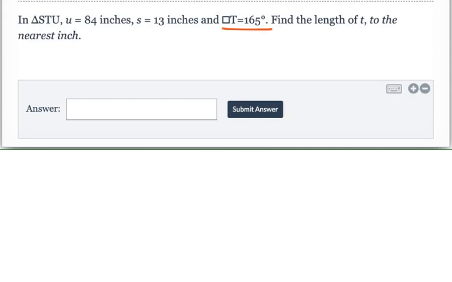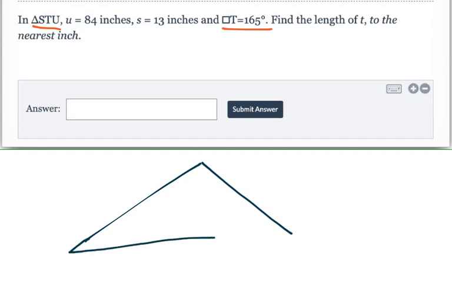So anyway, we've got triangle STU where we've got the side length U equal to 84 inches, side length S equal to 13 inches, and angle T is 165 degrees. So the way I see this is I've got an obtuse triangle, where one of the angles is significantly larger than the others, and that is angle T, which is 165 degrees.